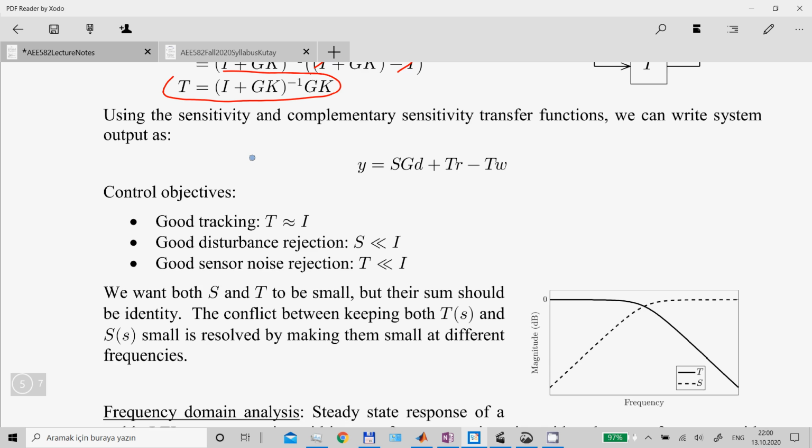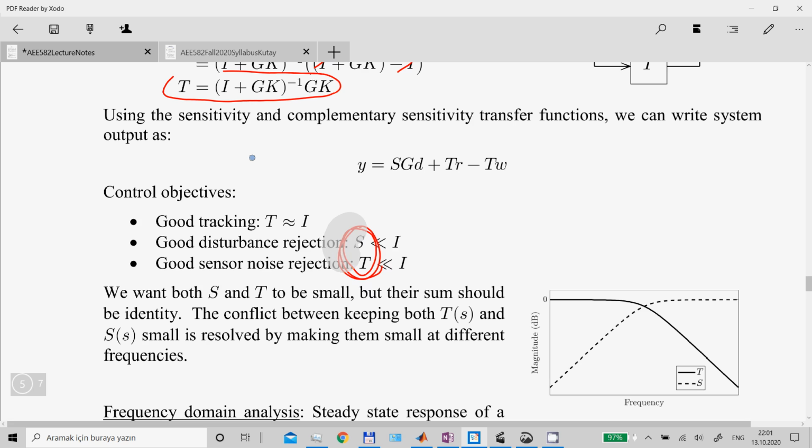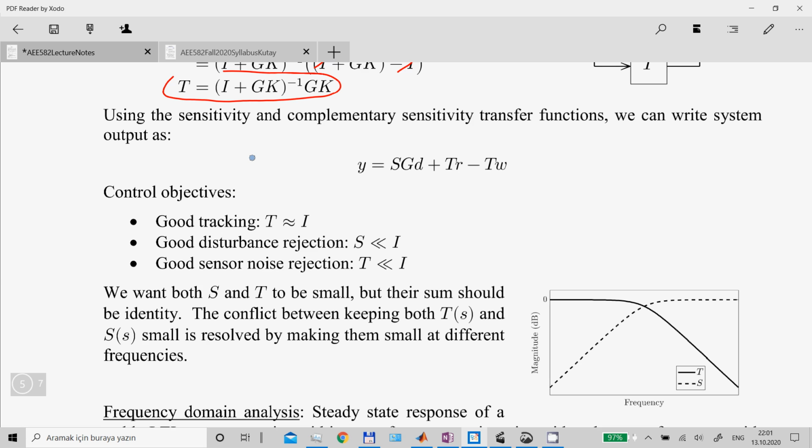Okay. Well, if you think of these as scalars, then obviously you cannot satisfy these two requirements at the same time. But remember, these are not scalar quantities. These are systems. S is a transfer function, a system represented by a transfer function. T is another system with its own transfer function. And we want both of these transfer functions to be small. And since these are systems, we can do that. We can resolve the conflict between keeping both T and S small by making them small at different frequencies. So this is a very interesting point, and we will make use of this point quite a lot in this course.